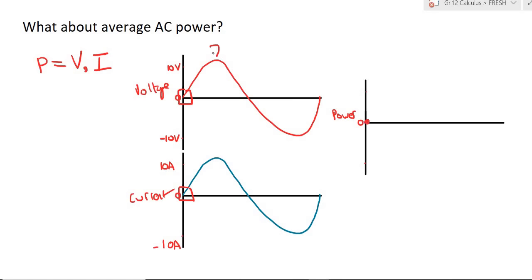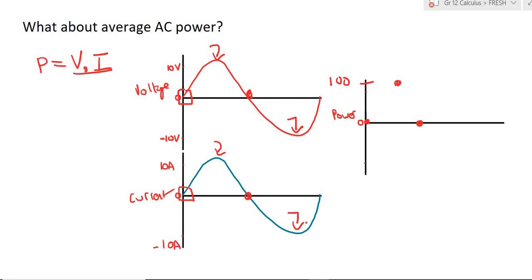But then if we look at the voltage over here, that's 10, and we look at the current here, that's 10. So if you had to multiply them, that would give you 100. Okay, so that's going to be 100. Then we're going to get a 0 again at this point over here. So that's going to go there. But here's where it gets really cool. This voltage value is negative 10, and this current value is negative 10.